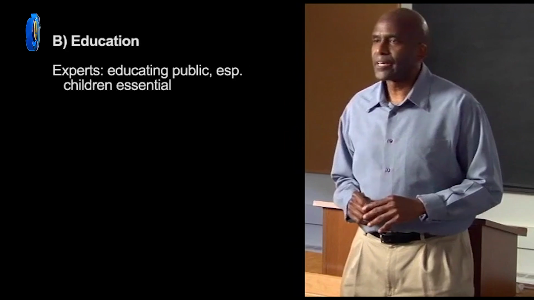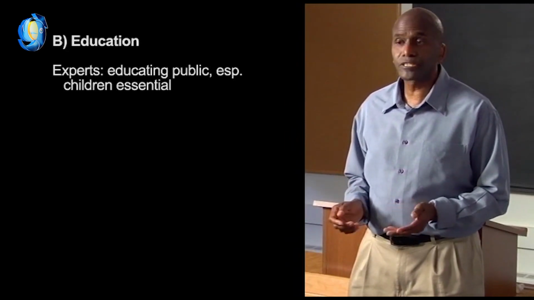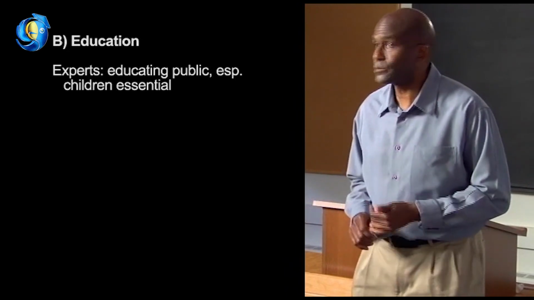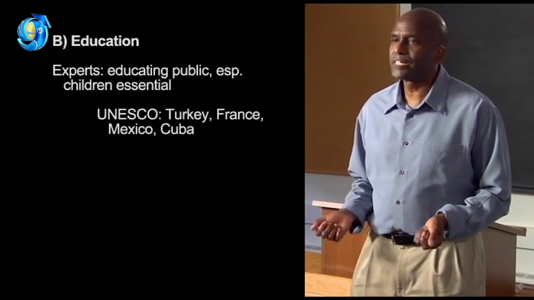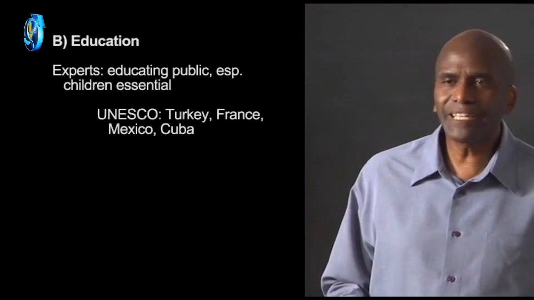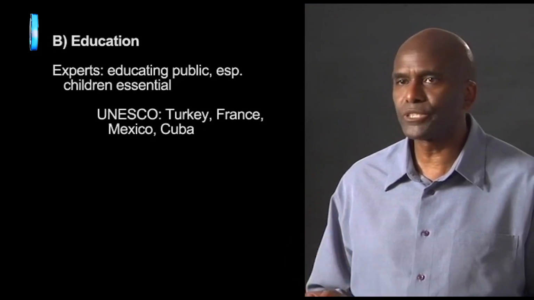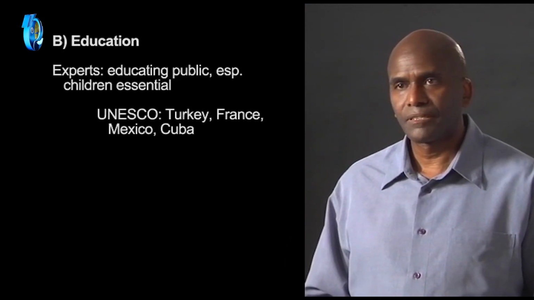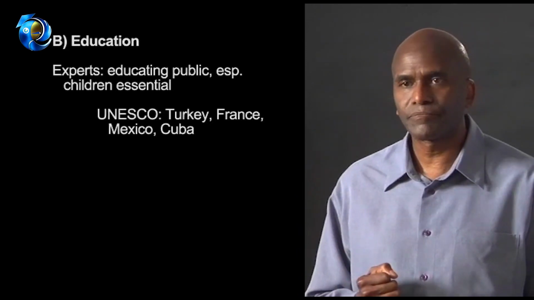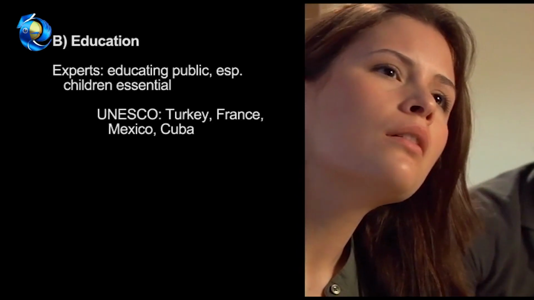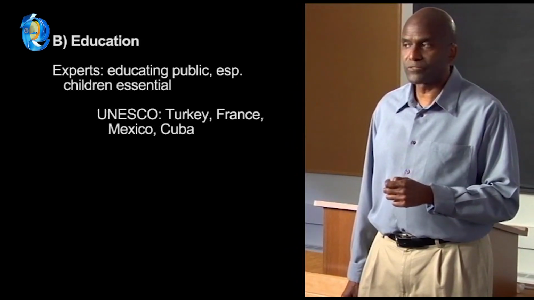Now let's turn to the role of education in emergency planning. Experts agree that educating the public, especially children, about the risks is essential. Here's one way. The United Nations group UNESCO has launched an international campaign called Disaster Risk Reduction Begins at School. In turn, many schools in countries like Turkey, France, Mexico, and Cuba now have disaster preparedness and safety programs. The logic behind this UNESCO program is education will help children understand the risks where they live. They'll know specific things to do before, during, and after a natural disaster to make everyone in their communities safer. The hope is that as more children are educated, there will be fewer victims of natural disasters.